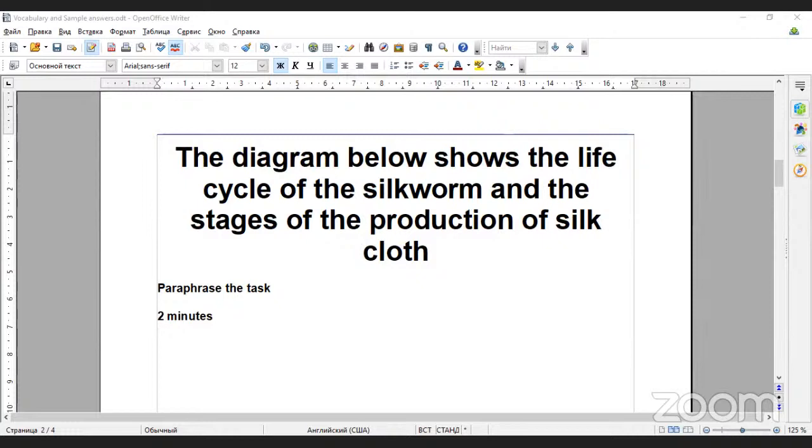Okay, so Alexander, given is a diagram which illustrates the life cycle of the silkworm and the quantity of stages in which silk cloth is produced. Okay, grammatically everything is fine here. I just think that you shouldn't concentrate on the quantity of stages, but just the stages. Because the quantity is not so essential, so that's why it's not a matter of principles.